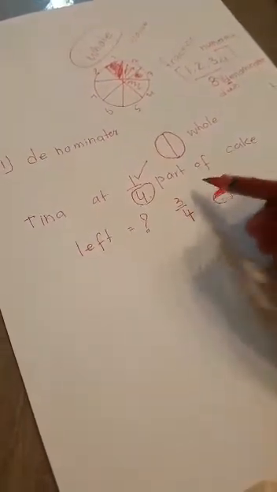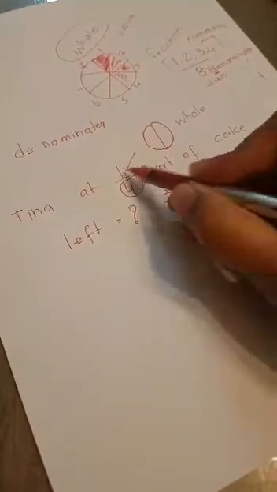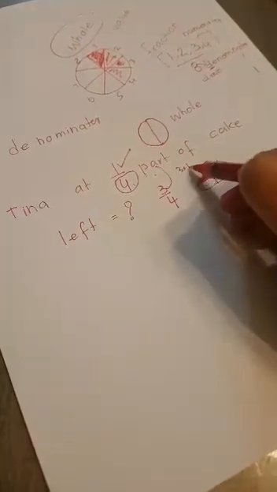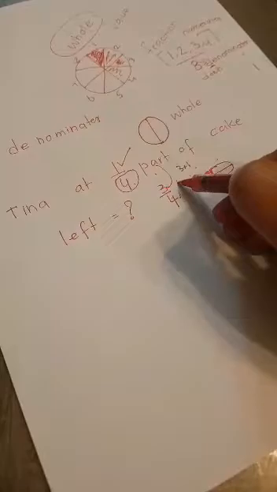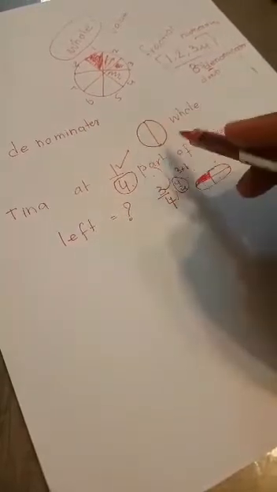How to check that we are correct? 3 plus 1 becomes 4. So 4/4 becomes a whole part of the cake.